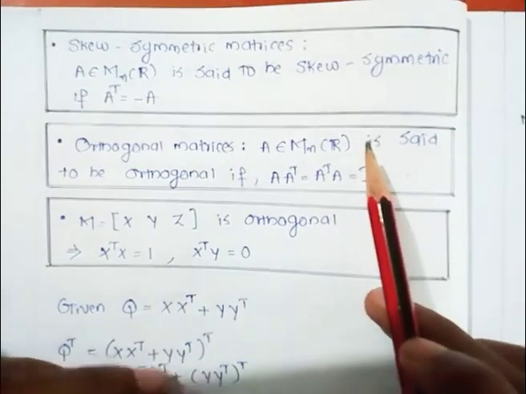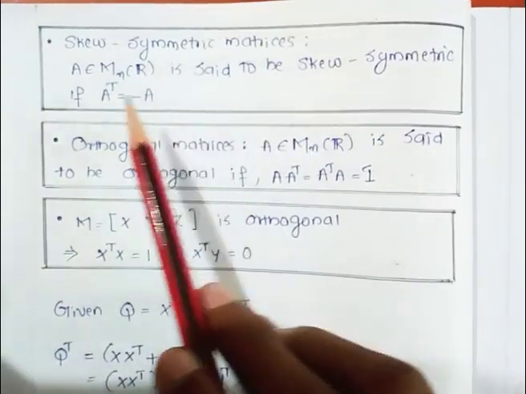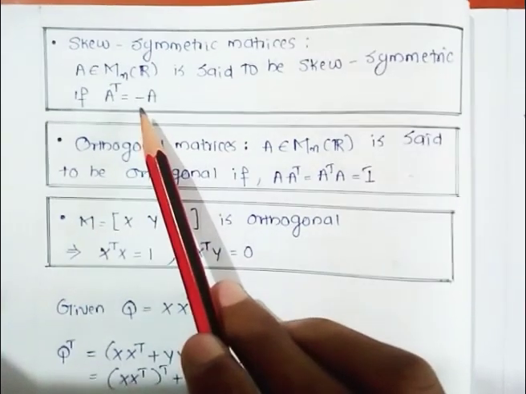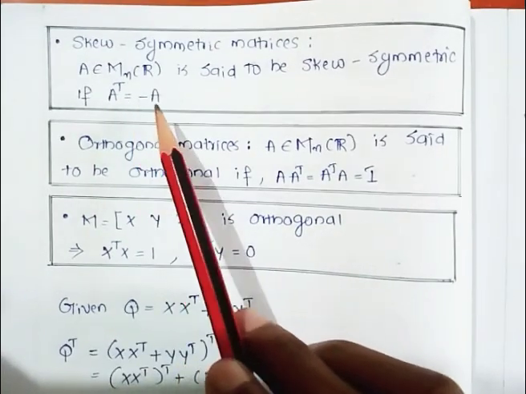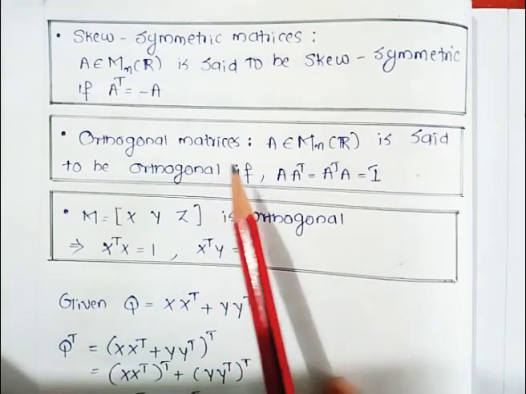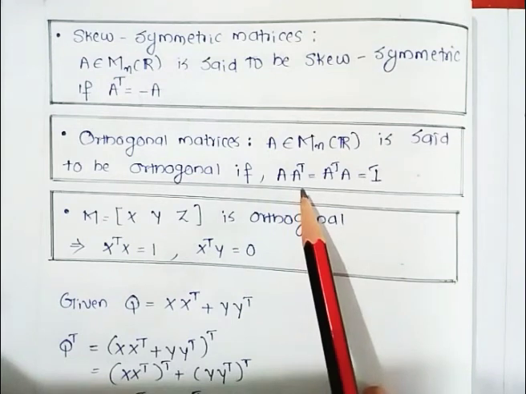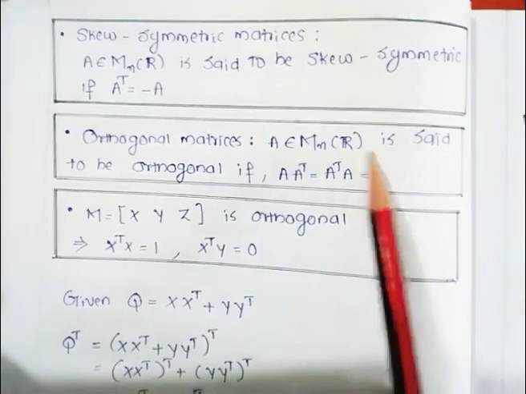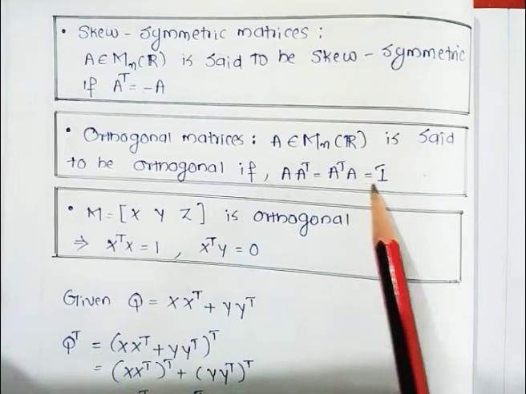So first we want some definitions. First the definition of skew symmetric matrices. A belongs to Mn of R is said to be skew symmetric if A transpose is equal to minus A. And next the definition of orthogonal matrices. A belongs to Mn of R is said to be orthogonal if A transpose A is equal to I. That is, a matrix A is said to be orthogonal if A into A transpose is equal to A transpose into A is equal to I.